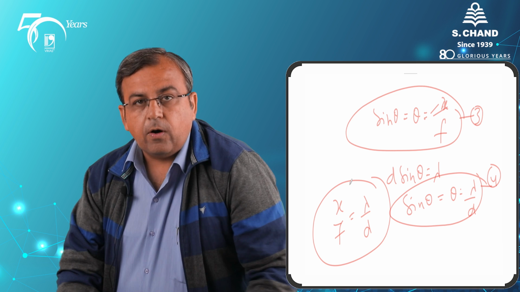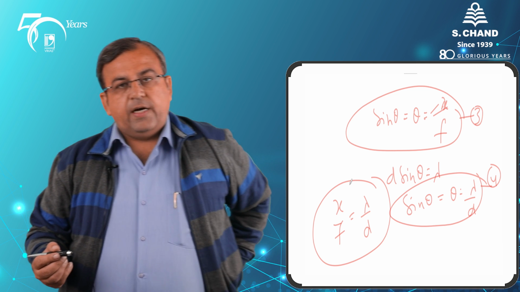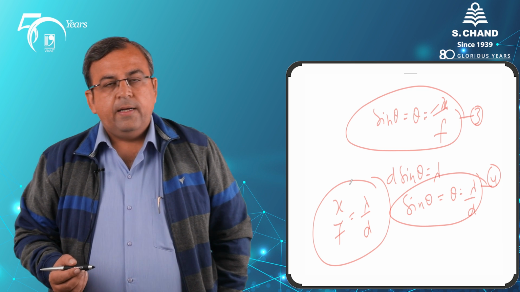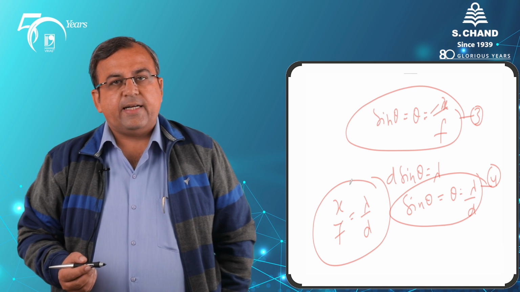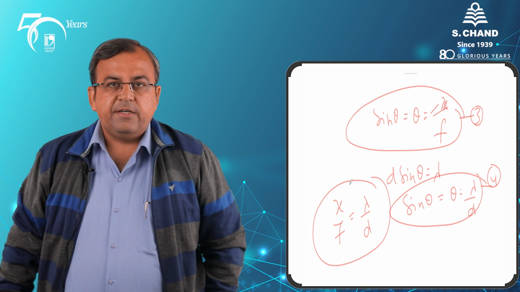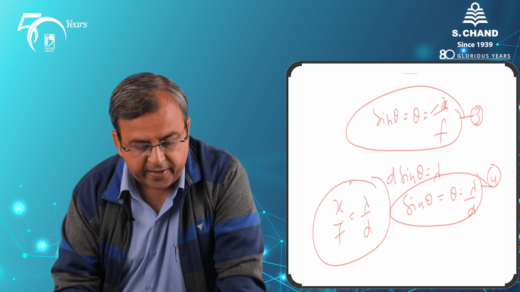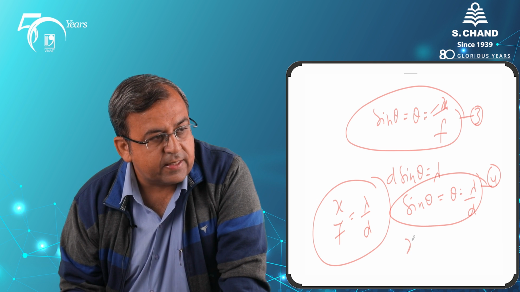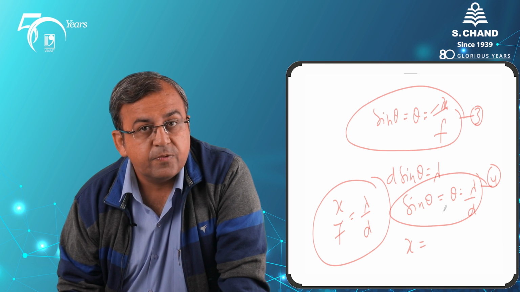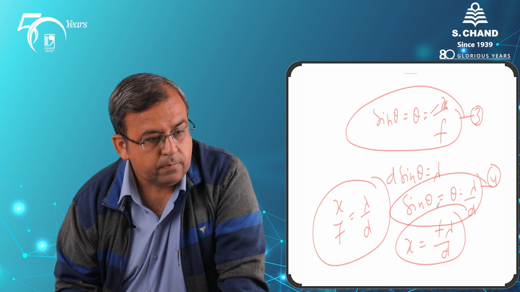So these are the 2 equations. We are equating sine theta is equal to x upon f, and d sine theta is equal to lambda, and when theta is very small, sine theta is equal to lambda upon d, which is equation number 4. Equating 3 and 4, we get x upon f is equal to lambda upon d. So the value of x comes out to be f lambda upon d, right?